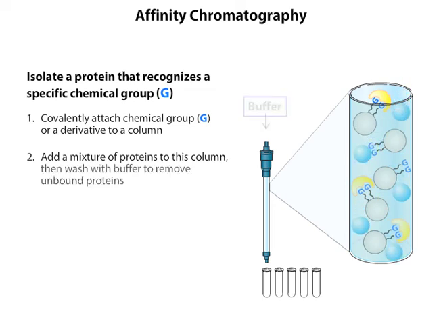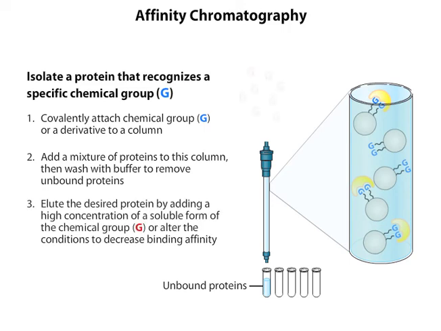A wash with buffer removes unbound proteins from the column. The bound concanavalin A can then be released from the column by adding a concentrated solution of glucose. The glucose in solution displaces the column-attached glucose residues from binding sites on concanavalin A. The free concanavalin A elutes from the column.